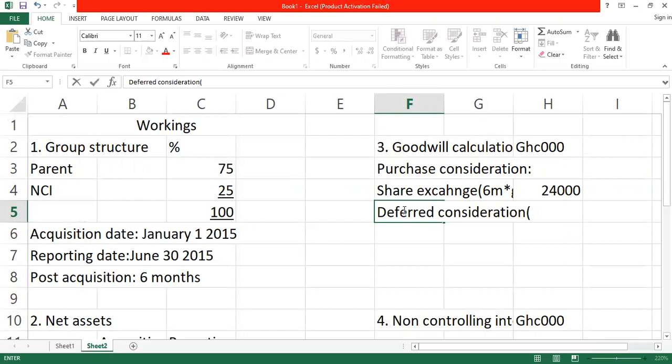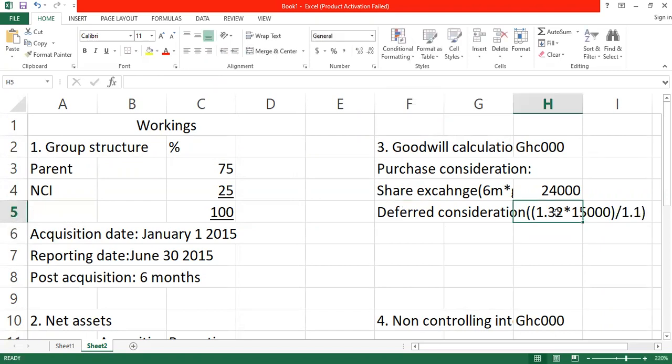So let me do something here. You have 1.32 times the 15,000, or divided by 1.1. So what are we getting? We are getting 18 million. But how much are they going to pay in the future? How much are they paying in 1 year's time? 19,800.